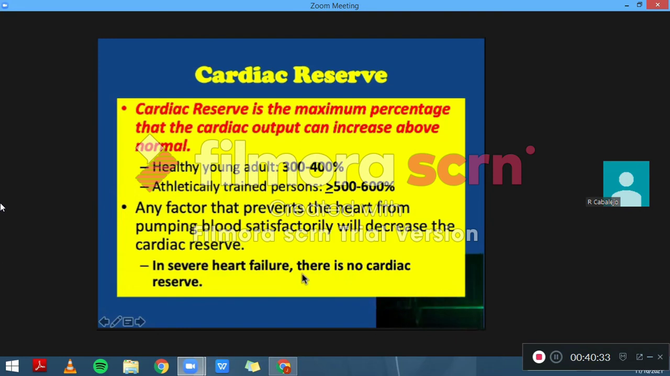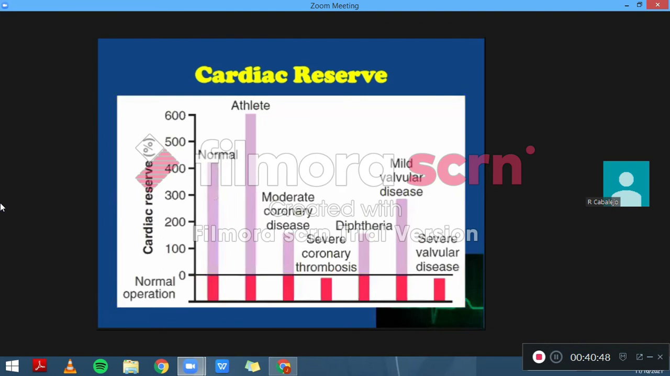This is the reason why some patients are asymptomatic at rest. But when they exert effort, even minimal effort, their symptoms would appear. This is because they don't have any cardiac reserve left. So showing it graphically, this is how the variations of the ranges of cardiac reserves in several physiologic and disease states would look like. This is your normal, a very athletic person, and disease states.